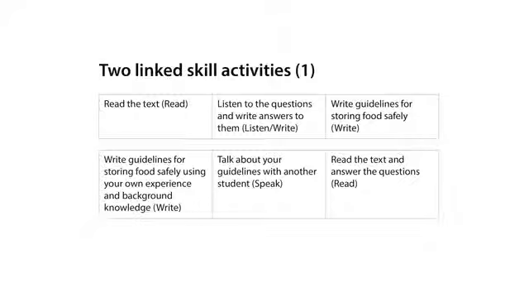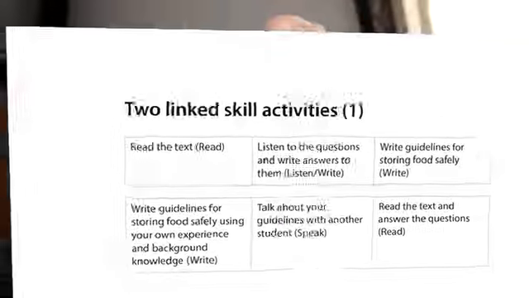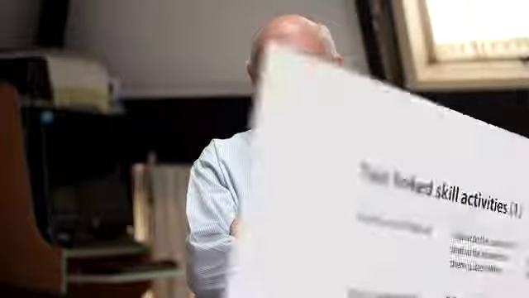Then the third step, if the text was about food safety, then they have to write guidelines for storing food safely. So this uses the same information from the reading text, from the comprehension questions that they focused on in listening and writing, and now they have to do some writing to make a set of guidelines based on that particular text. So you can see that the same material is focused on 3 times. A good linked skills activity keeps focus on the same material.